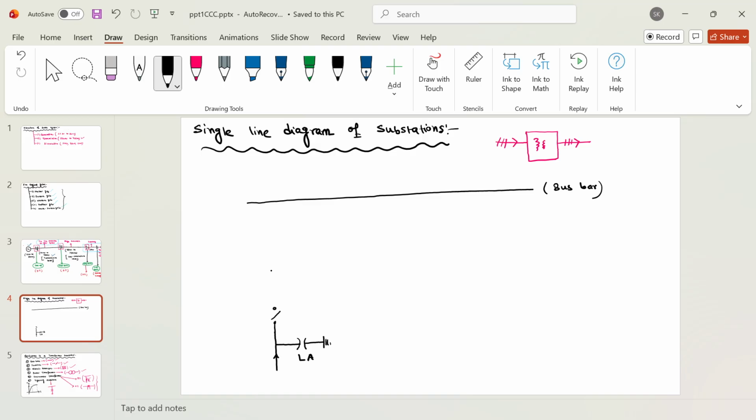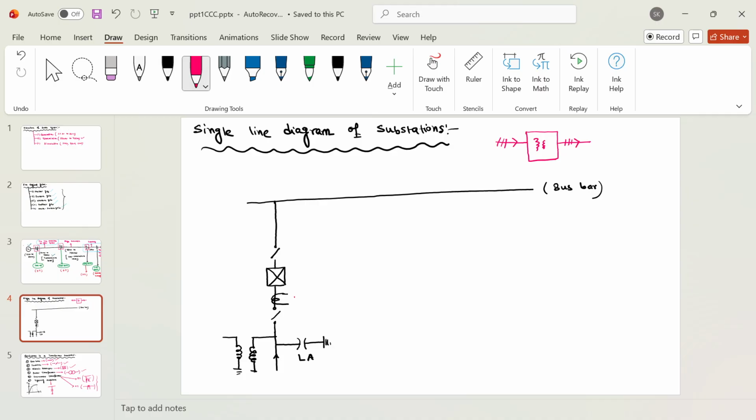And there will be circuit breakers. In the circuit breaker we need the input from CT and PT also. So there will be potential transformers, and here will be CT. There will be one more isolator. I'll write all the names here.